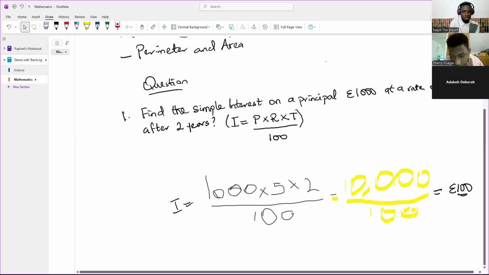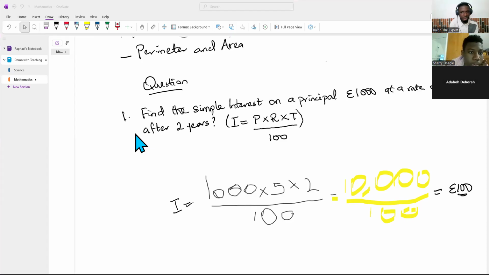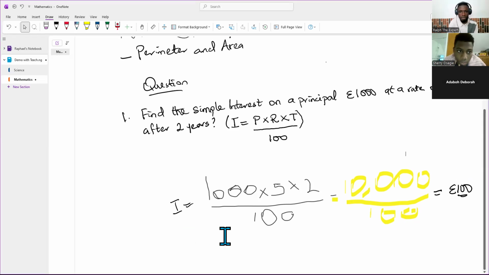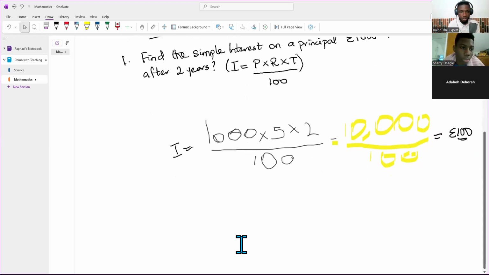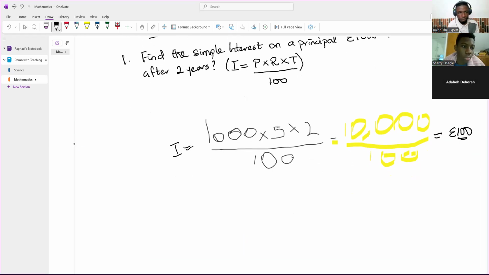All right. So the next one we want to do now, are you a bit familiar with that? Do you need another question on that before I give you perimeter and area? Yes. Okay, let me give you one more question on that. Number two, this time around I won't give you the simple interest. I would give you the interest that you got and you would find the time.